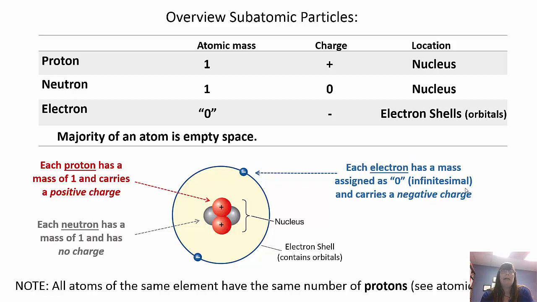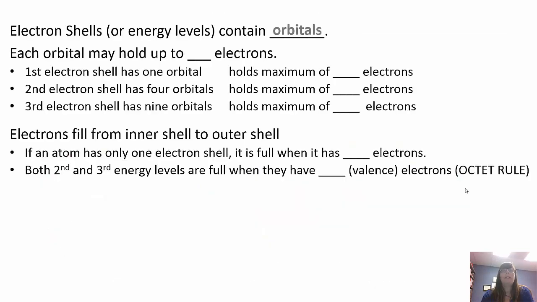So again, if you look at the diagram there, each proton in the nucleus has a positive charge and a mass of 1. Each neutron in the nucleus has no charge and a mass of 1. And each electron is small enough that we don't really care, but has a negative charge. All atoms of the same element are going to have the same number of protons. So all carbon atoms, for example, are going to have 6 protons. And we'll look at that more in depth in a minute.